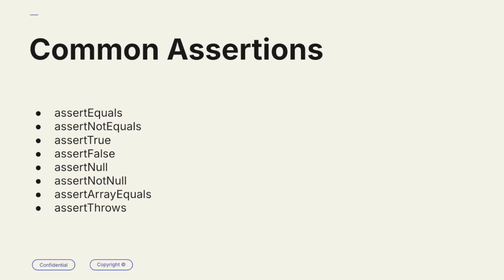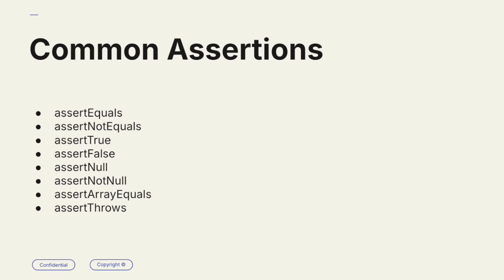assertArrayEquals(expected, actual). If you're working with arrays, JUnit has a special method to compare them. assertArrayEquals verifies that two arrays are equal. It checks if they have the same length and all corresponding elements are equal. assertThrows(expectedType, executable). Sometimes you want to verify that an exception is thrown when a certain action is performed. JUnit 5 provides assertThrows for this.